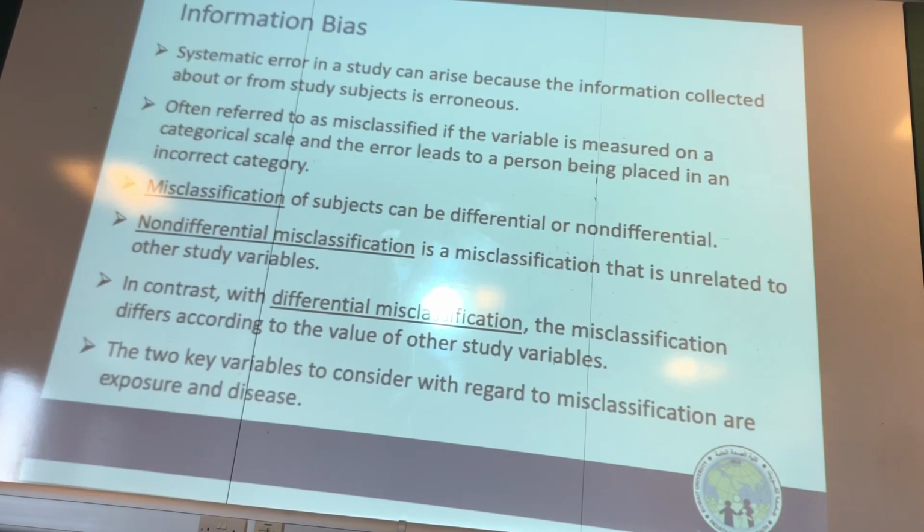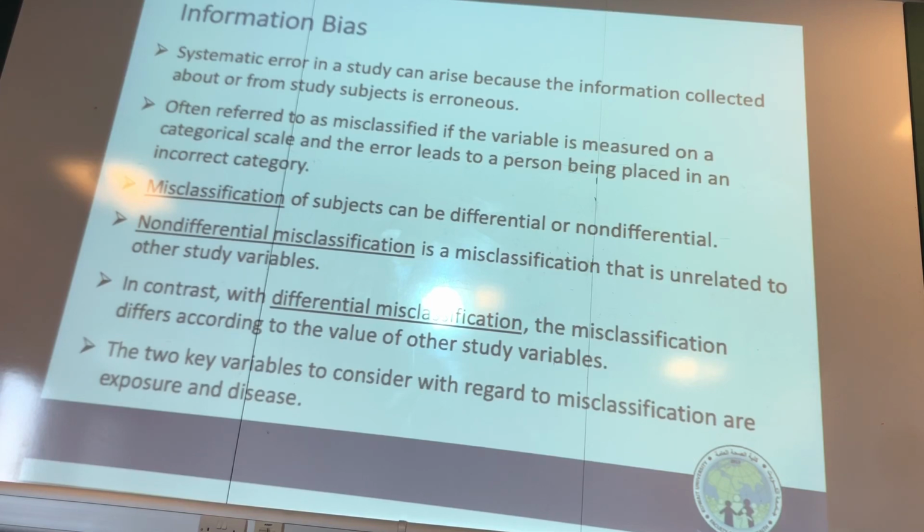Now we have information bias. Information bias is a systematic error that can arise because the information collected about the study subjects has errors. The information I collected from the participants has errors. It is often referred to as misclassification: if the variable is measured on a category scale, an error leads to a person being placed in the incorrect category. So one of the important things is that I have a categorical variable and a participant, and I misclassify them in the wrong category. This is a problem, and it is one of the more fundamental ideas of information bias.